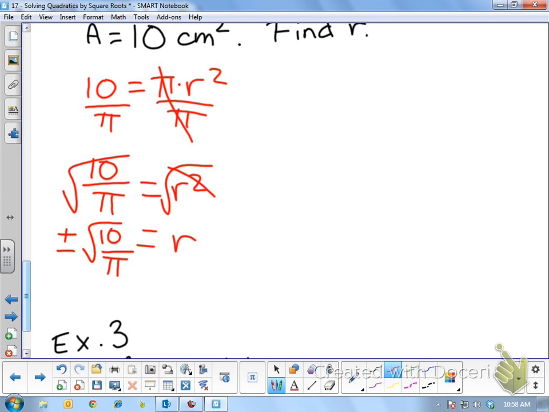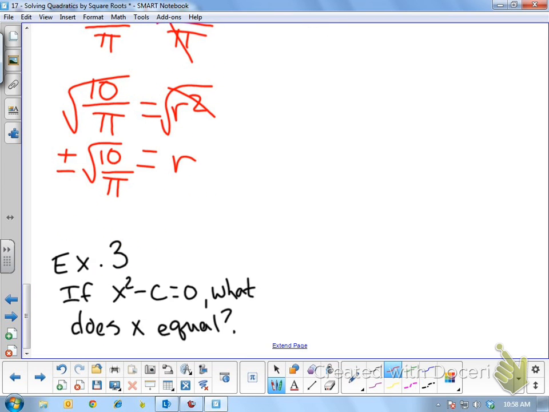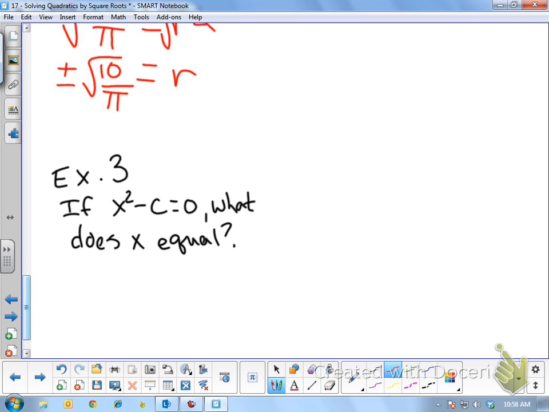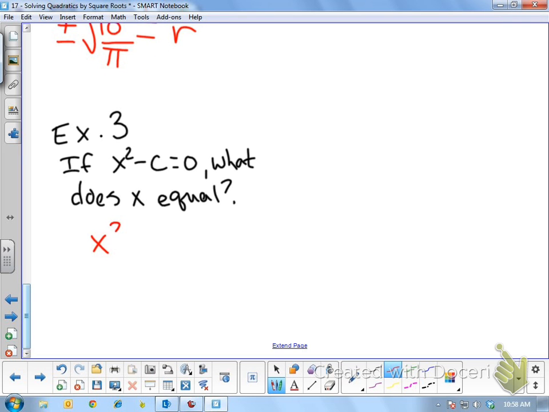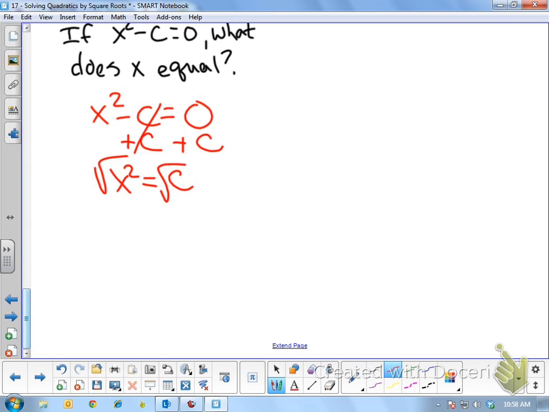We're almost out of time, so this last example I want to show you, but you don't have to write it down because I'm going to be rushing through it. So our last example, if x squared minus c equals 0, what does x equal? Even though we have all letters, it's still solved the same way. Add c to both sides. Square root both sides. And put plus or minus in front of your answer. So we still solve it the same way using our opposite operations.